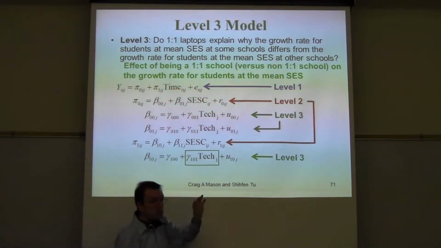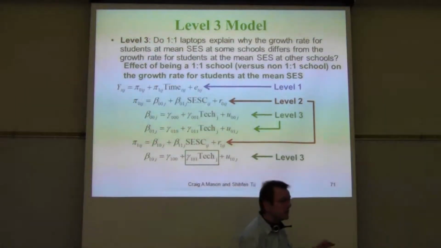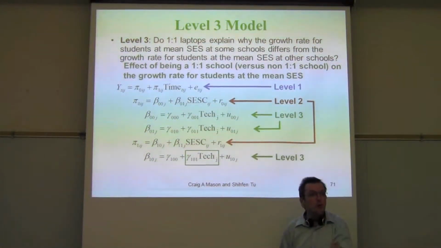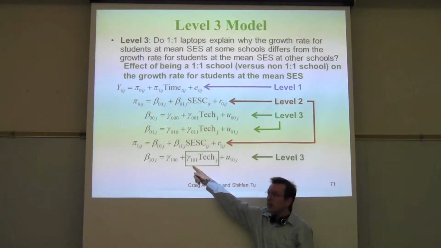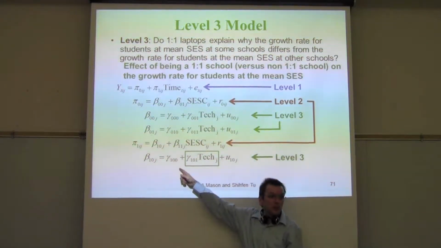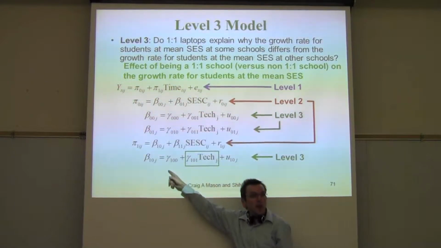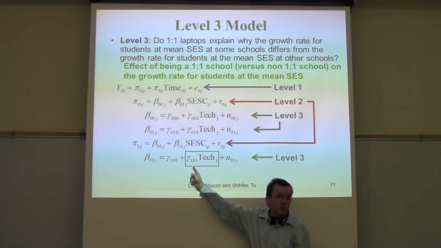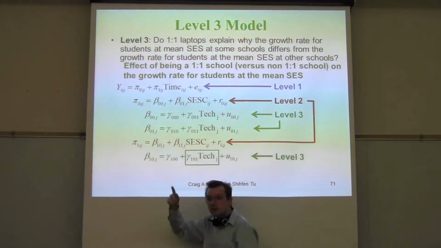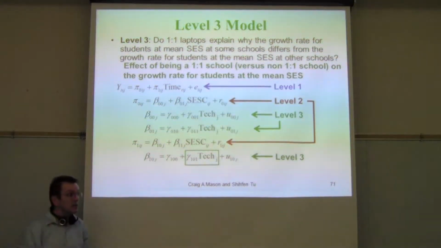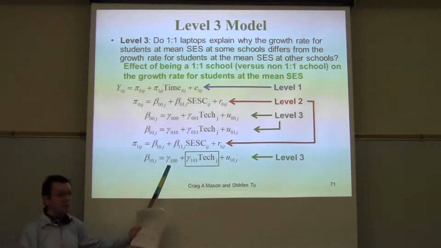So gamma 101 is answering the question, on average, do kids in laptop schools show more growth over time than kids in non-laptop schools? Is everybody improving in non-laptop schools, or are kids in non-laptop schools improving? And this is how much more or less are kids in laptop schools improving? And you can do a statistical test and determine, is that a significantly different degree of improvement between laptop and non-laptop schools?